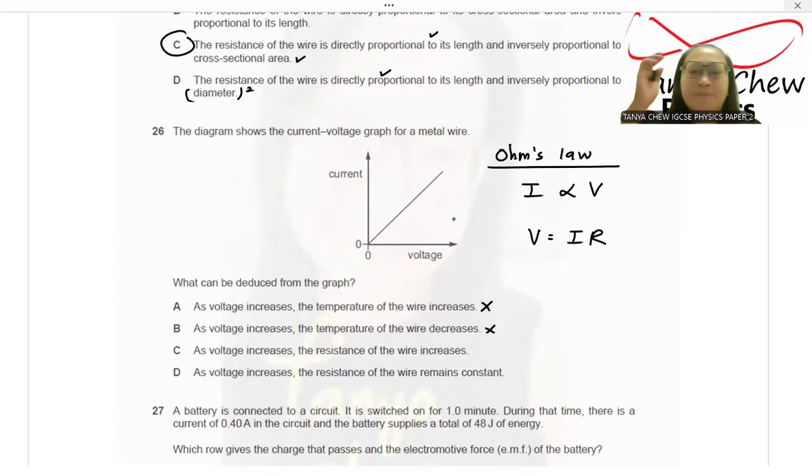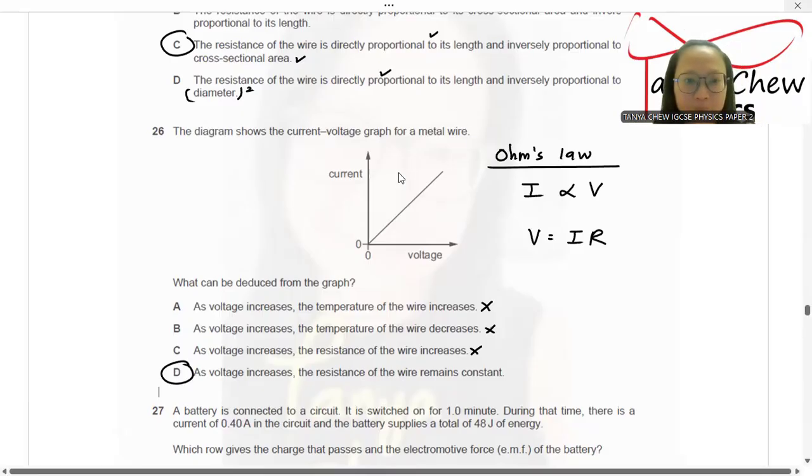Ohm's law states that voltage is directly proportional to the current, or current is directly proportional to the voltage, only if the temperature of the conductor is constant. Right? So when you see temperature, this is wrong for the straight line graph. C, as voltage increases, the resistance of the wire increases. No, a straight line graph will always give you a constant gradient. That is why D is the answer.